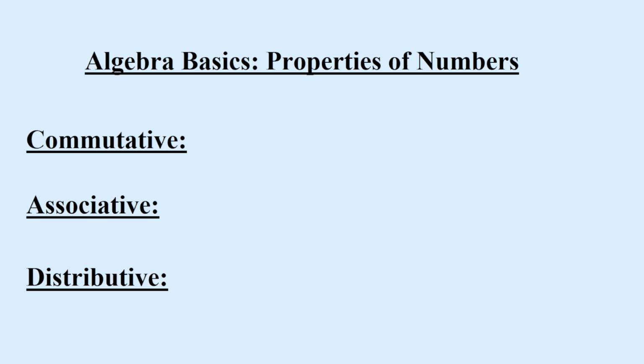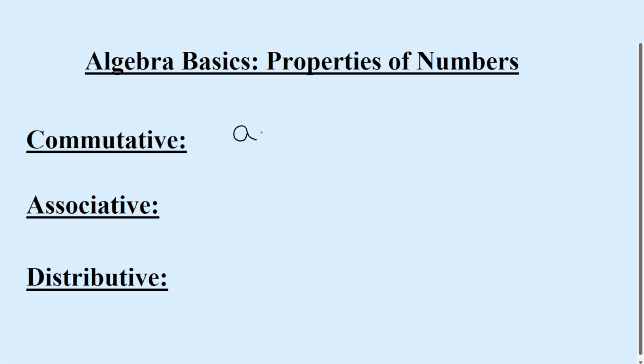So the first one right here is the commutative property. There are two types of commutative properties. There's one for addition and one for multiplication. So let's go over the one for addition first. And it may seem obvious, but it's important to give it a label.